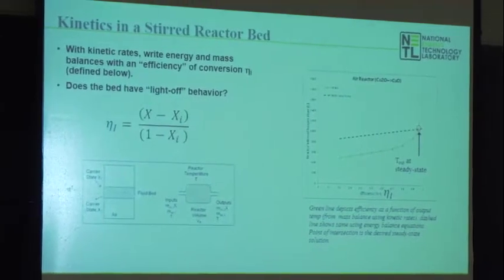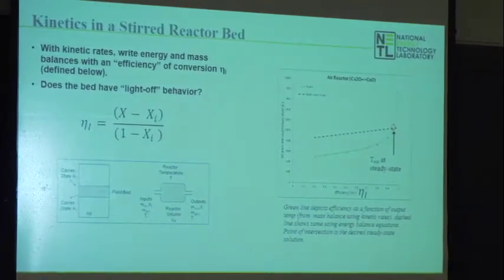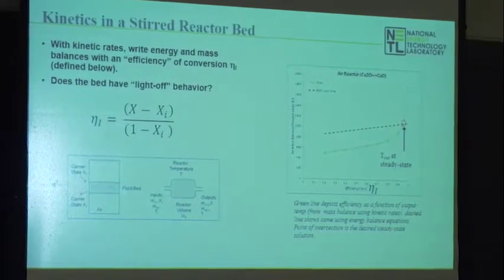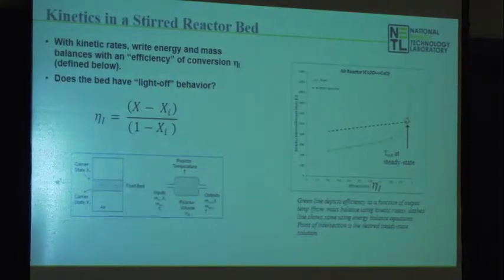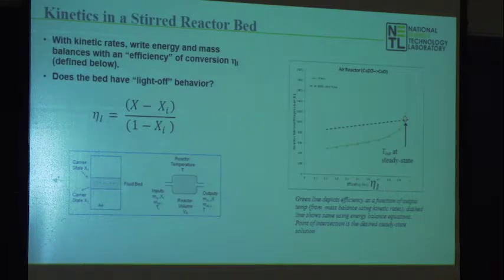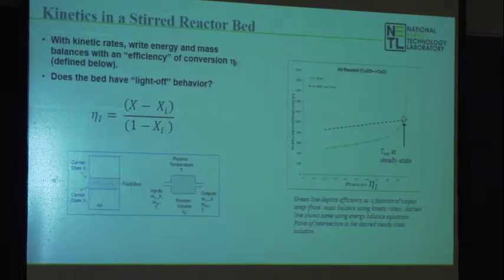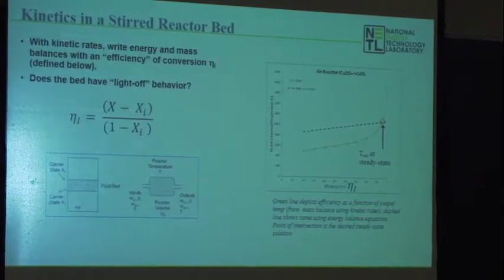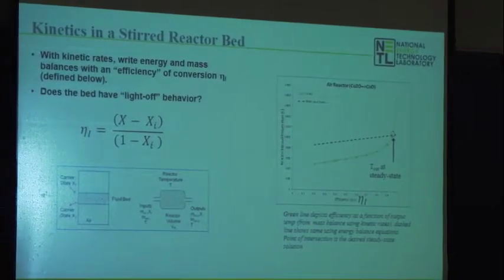I'm not going to speak to these next 2 slides on the kinetics in a reactor other than to say these systems can exhibit light-off behavior like any conventional combustor. Just write out the balance equations. You can get the same kind of classic S curve that Professor Zhu talked about. You know, they can exhibit light-off under some conditions, but not all.